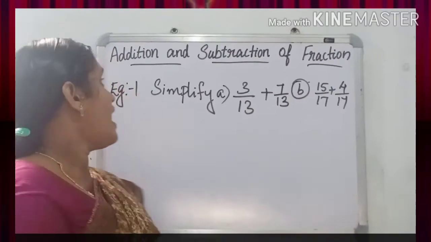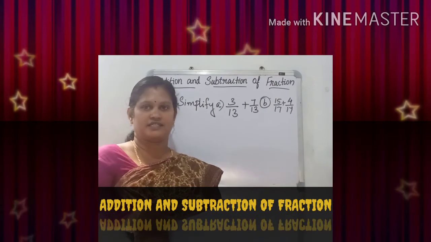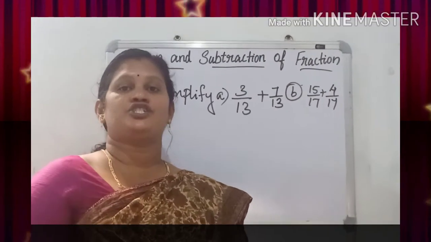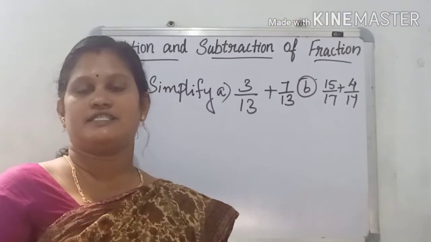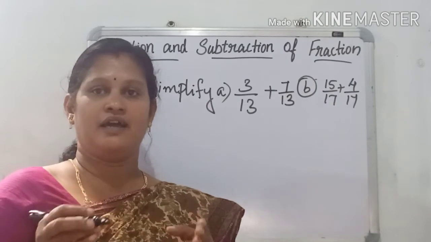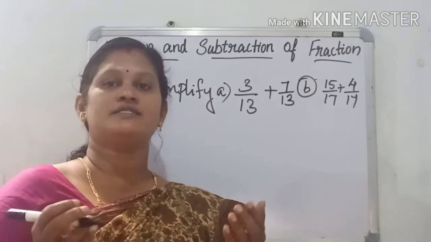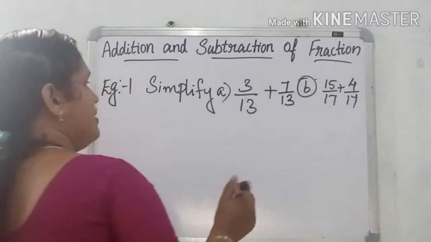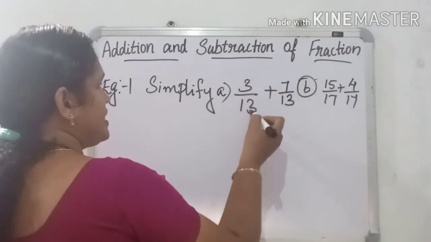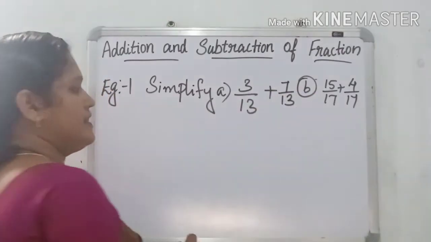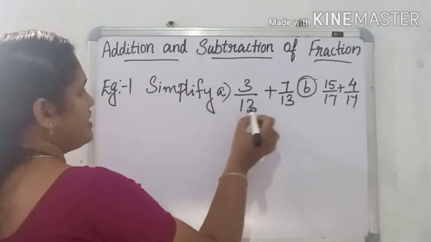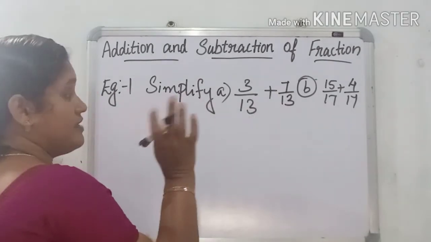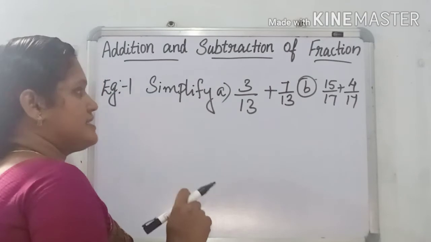Next topic is addition and subtraction of fractions. Like comparison, the addition and subtraction of like fractions are very easy. Just add the numerators or subtract the numerators and write the same denominator. Here you have an example. Simplify 3 by 13 plus 7 by 13. Here the two fractions are like fractions.